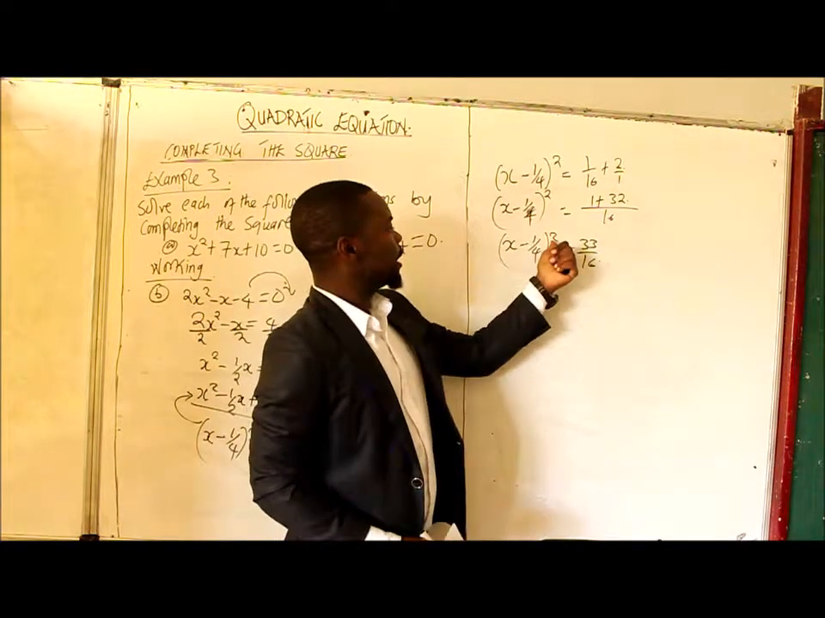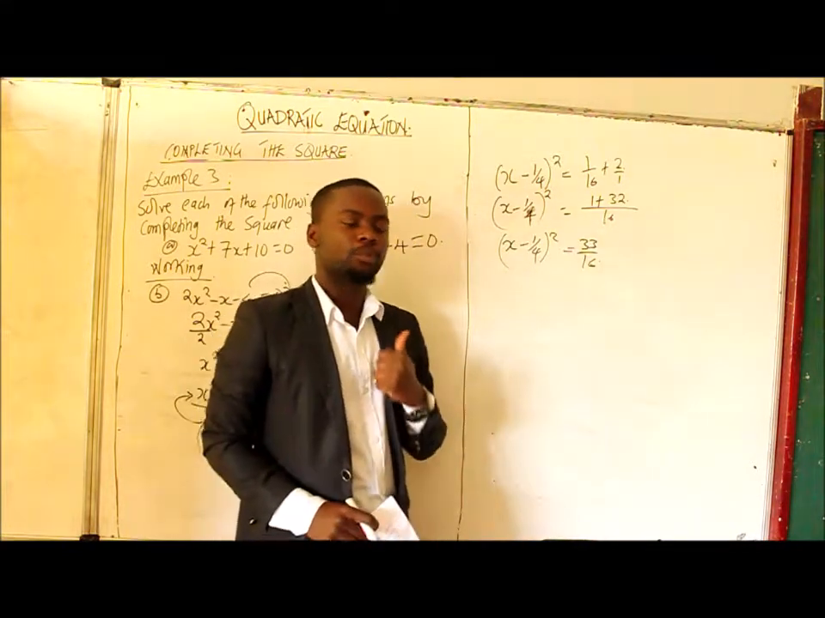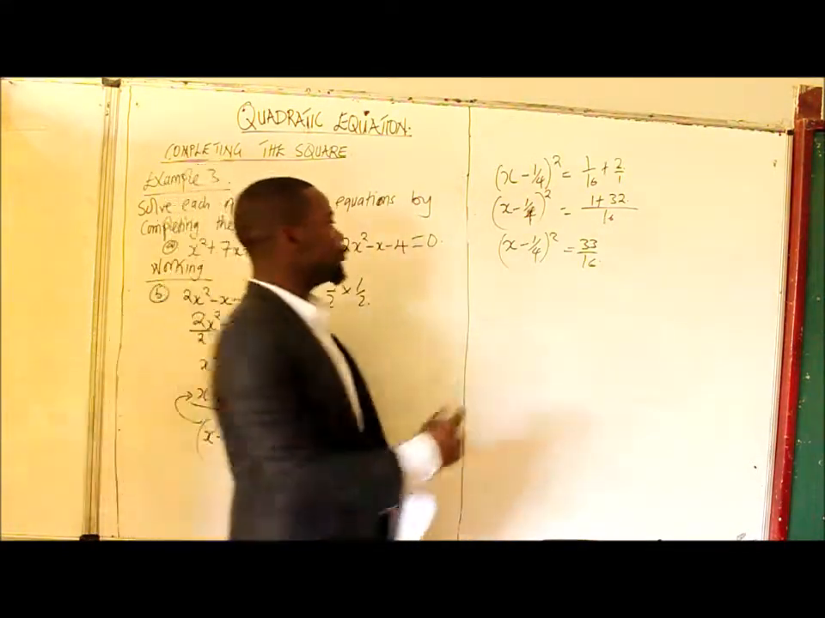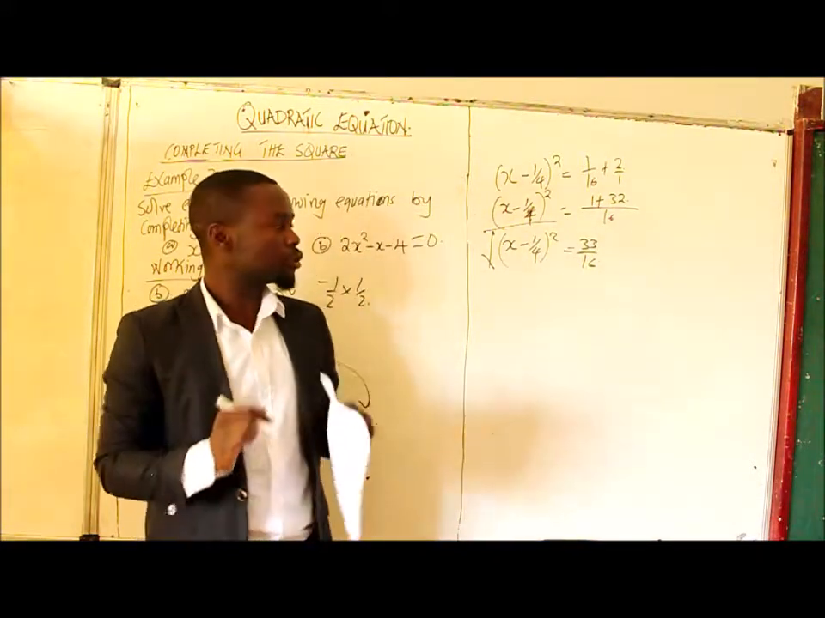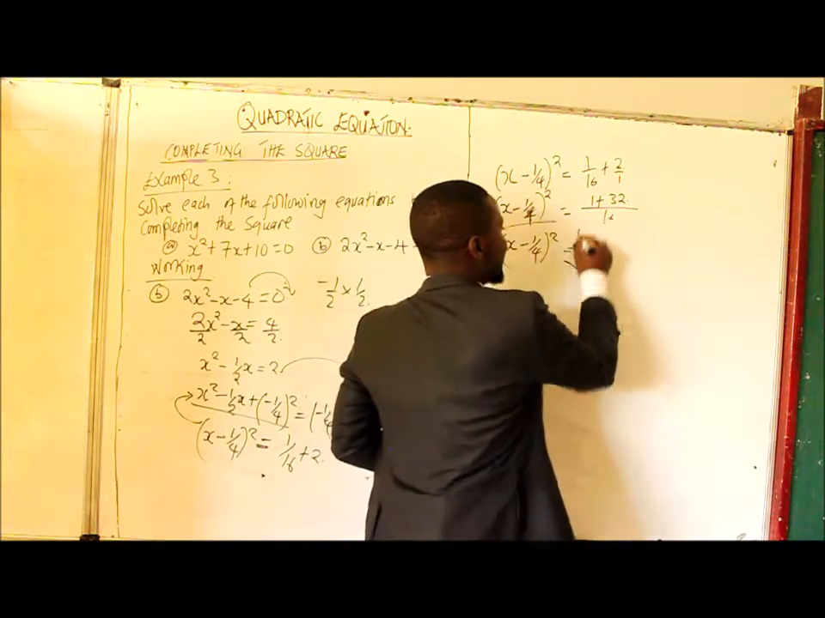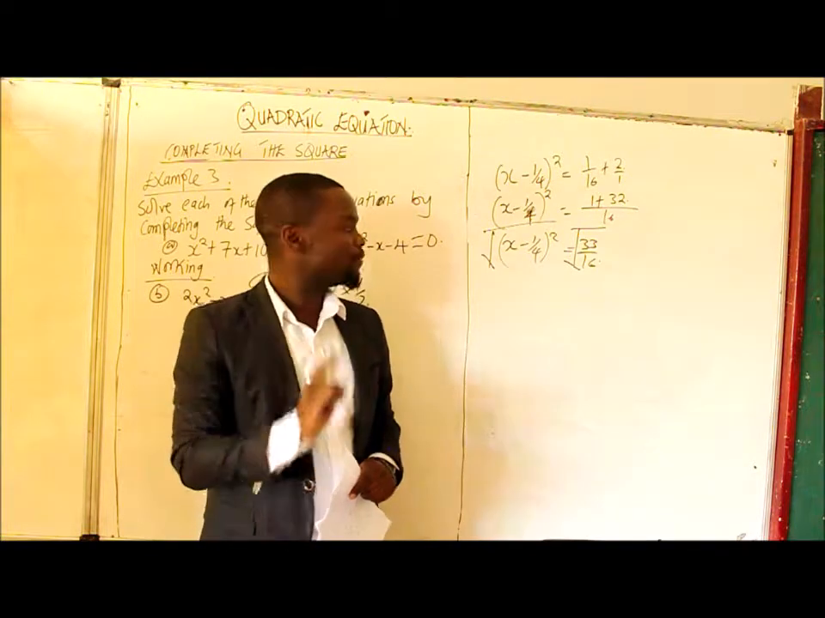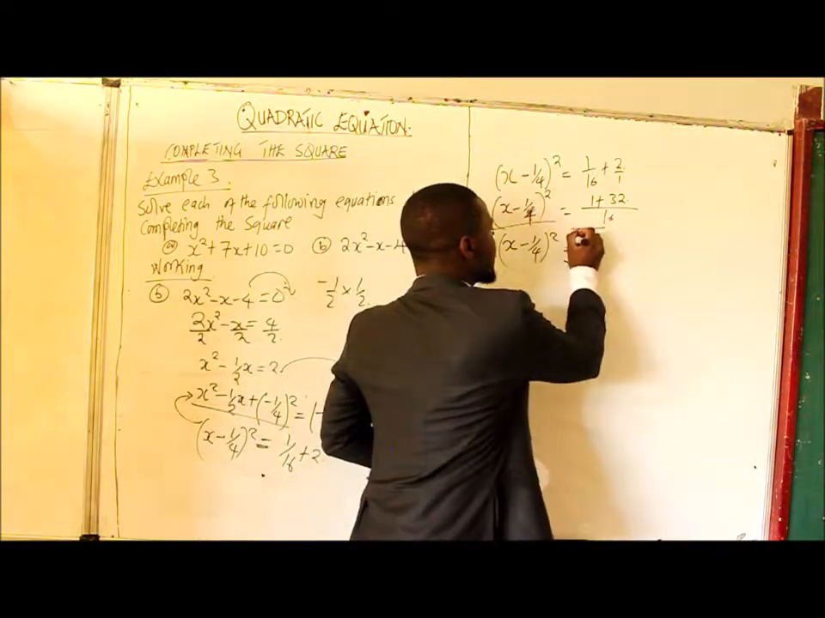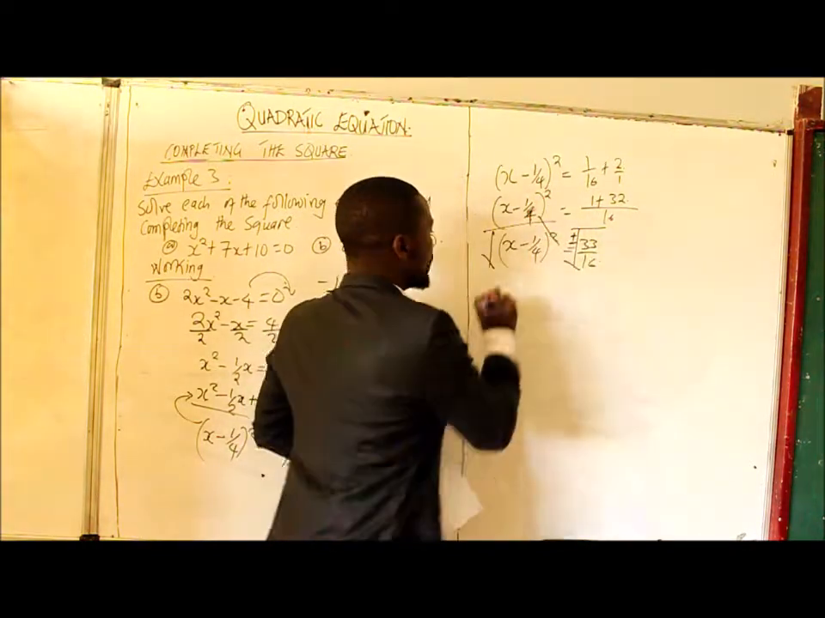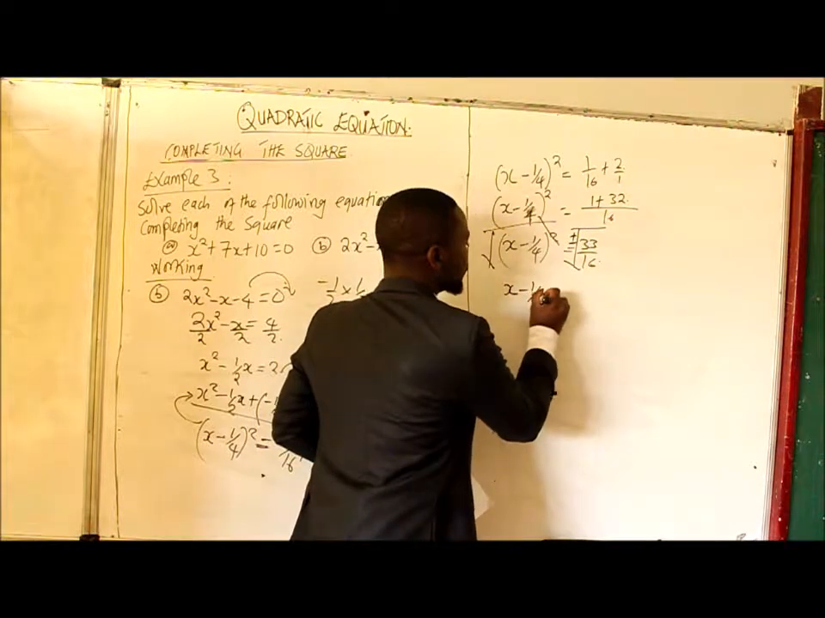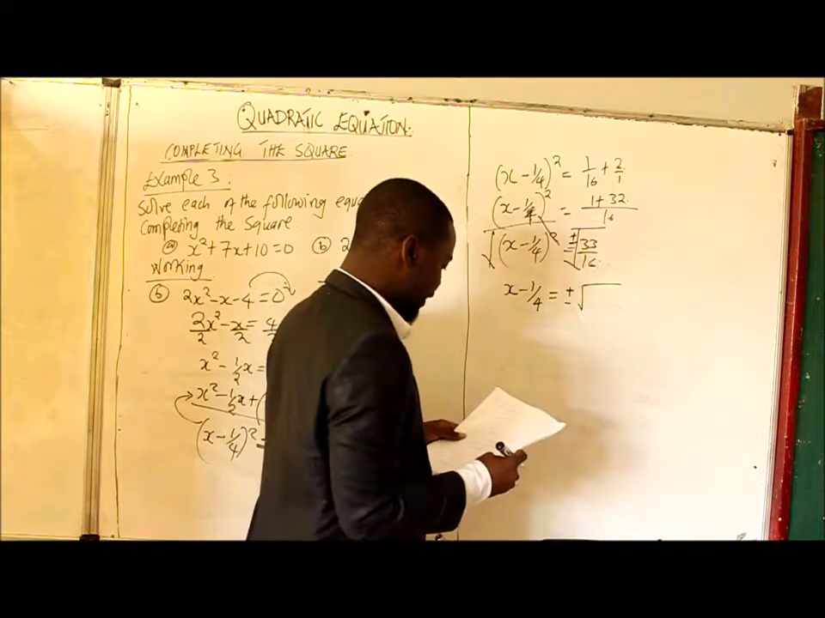Now, since you have got a square on the left hand side, for us to cancel or eliminate this square, we introduce a square root. So when you introduce a square root on the left hand side, make sure that you balance the equation by also introducing it on where? On the right hand side. When you do this, remember to add positive or negative on the right hand side. So the square and square root cancel, and we are going to have x minus 1 over 4 is equal to positive or negative square root of 33 over 16.